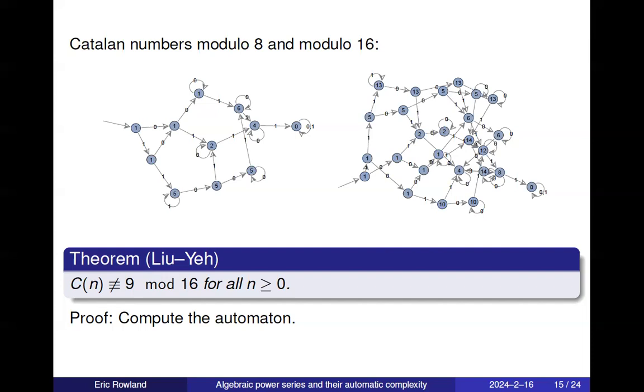Our proof is you just compute the automaton. So this is completely automatic now. We have code for it. You just compute this automaton and you just check that there's no state that outputs 9. So if there's no state that outputs 9, then no Catalan number can be congruent to 9 mod 16.